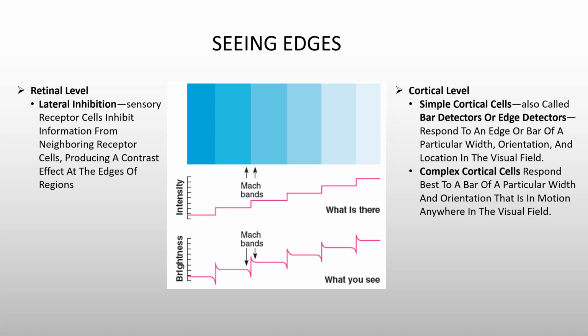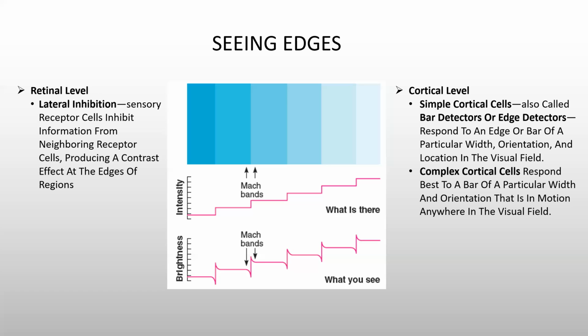You can see the graphic here, and they call those Mach bands. It looks as though there's a line between each variation of blue, when in actuality, there is no line there. That's what our visual system is building in. From the retinal level, on the left-hand side, it's called lateral inhibition. Sensory receptor cells inhibit information from neighboring receptor cells, producing a contrast effect at the edges of regions. And that's at the retinal level.